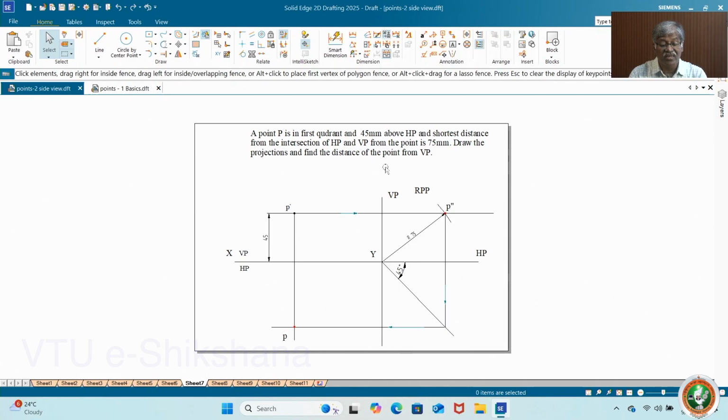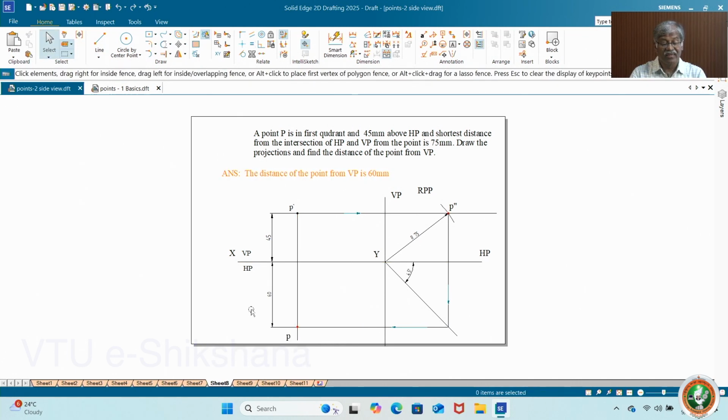The question is to find the distance of the point from VP. The distance of the point from VP is how much it is below the XY line. So measure this and get this value. So the answer is the distance of the point from VP is 60. If you measure this, it definitely gets that. It may get some fraction, that all depends.